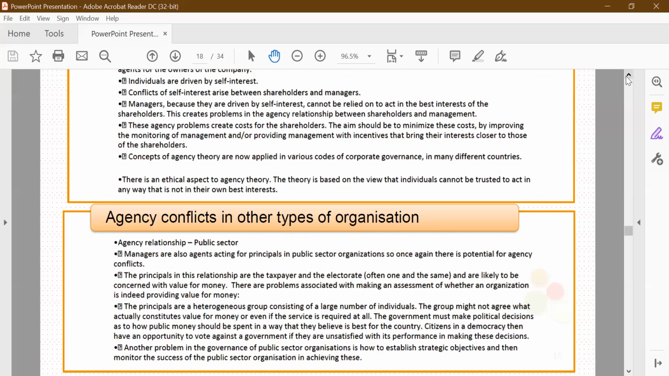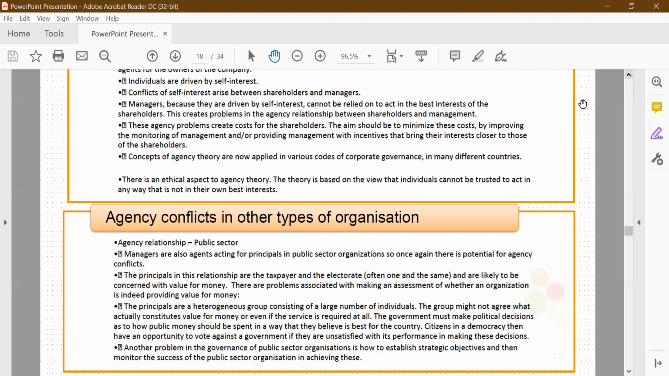And sometimes, the government bodies do not act in the best interest of the taxpayer. They become corrupt and do not act in the best interest of the taxpayer. Another problem in the governance of public sector organizations is how to establish strategic objectives and then monitor the success of public sector organizations in achieving these. Very, very important concept. So we see agency conflicts in public sector organizations.